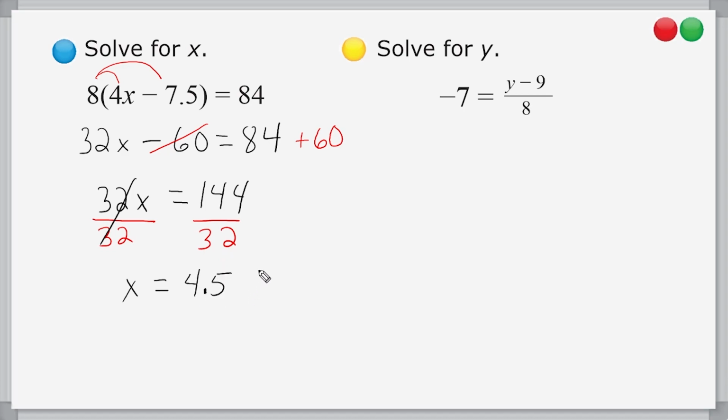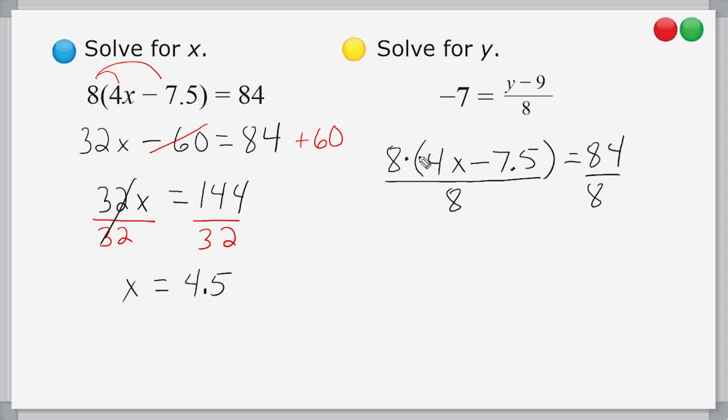Now, at the beginning, I said there are a couple of options of solving this equation. So let me show you an alternative way that you could have started out solving this. So let me restate that equation. 8 times the difference of 4x and 7.5 is equal to 84. Now, everything in the parentheses here is being multiplied by 8. So what we could do right off the bat is divide both sides by 8. So on the left-hand side, the 8's cancel, leaving us with 4x minus 7.5 is equal to 84 divided by 8, which would be 10.5.